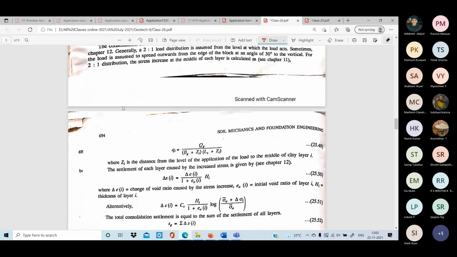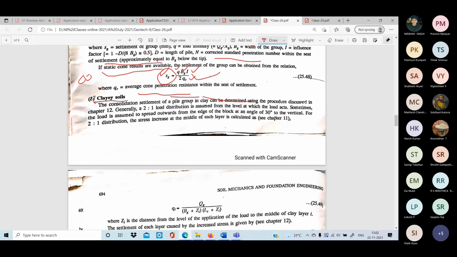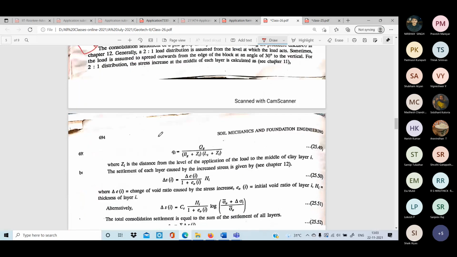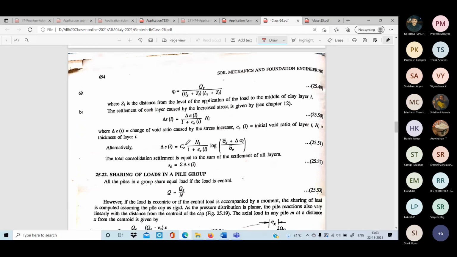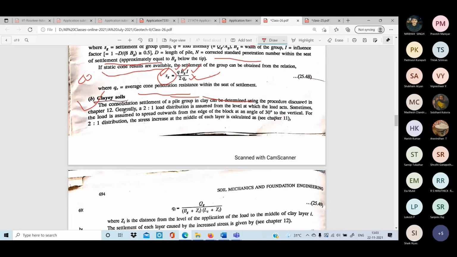For clay soil, again, there is a different story. So for clay soil, remember those formulas, okay? The same formulas we used for consolidation we can use. So consolidation settlement of a group of piles can be determined using the procedure discussed in the previous chapter. How did we find out this settlement?